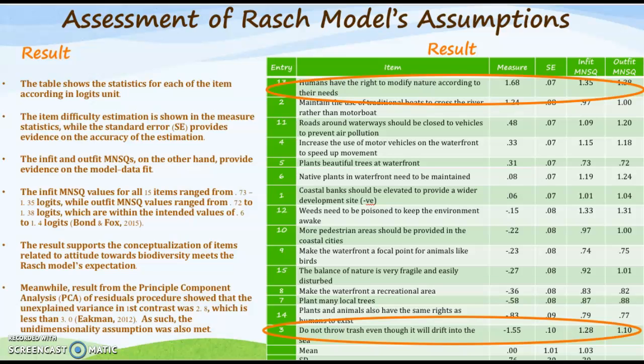If you look at this table, item 13, humans have the right to modify nature according to their needs, is the most difficult item, where most of the respondents answered disagree or strongly disagree. Whereas item number 3, do not throw trash even though it would drift into the sea, is the easiest item, because most of the undergraduate students answered agree or strongly agree.